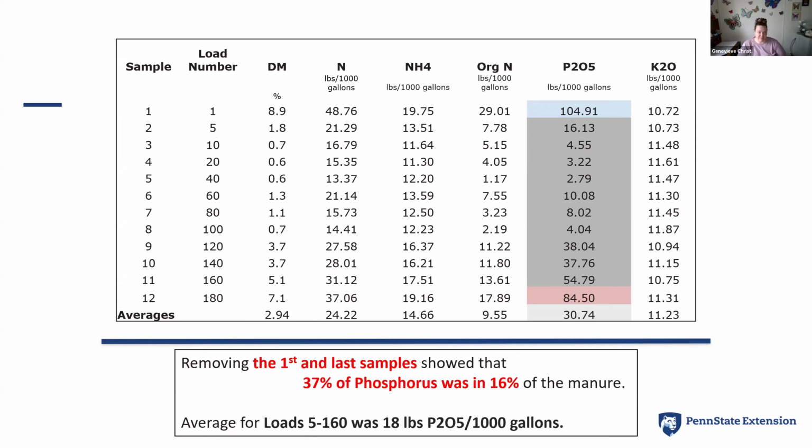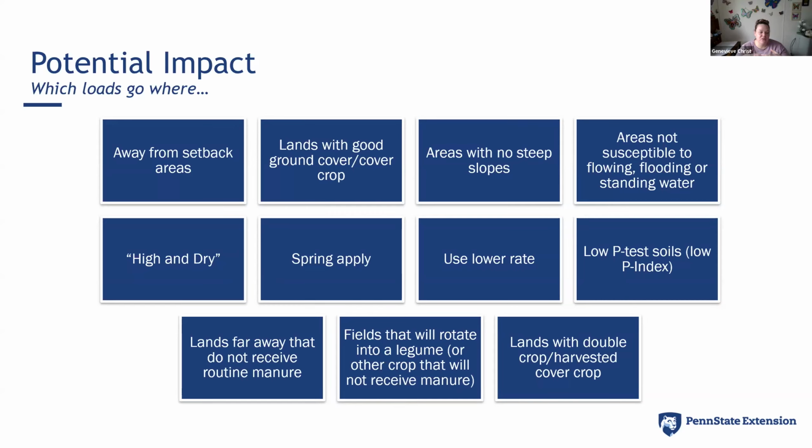And so they would be great to be put on those low phosphorus test soils, or on areas with no steep slopes, areas where we're not susceptible to flooding or standing water, even areas where we have good ground cover or cover crop. So thinking about which field should receive which part of that unloading process can also really allow for some improvement in crop yield and manure use efficiency.